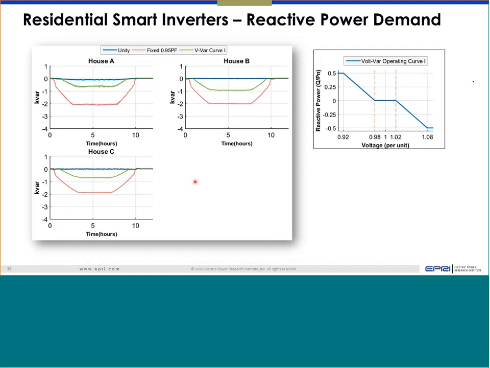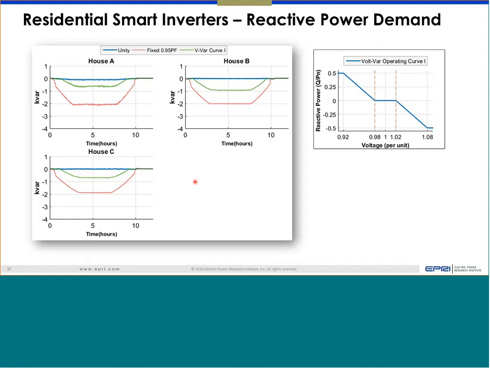The last result I want to show from the same test is the amount of reactive power absorbed by each of the three inverters. You can clearly see at unity power factor, almost no reactive power. In this particular case, 0.95 had a lot of reactive power absorption because it's proportionate to real power. Power goes to 6 kilowatt, and it stays at 6 kilowatt for 6 hours. So reactive power goes to 2 kVAR and remains there for 6 hours.